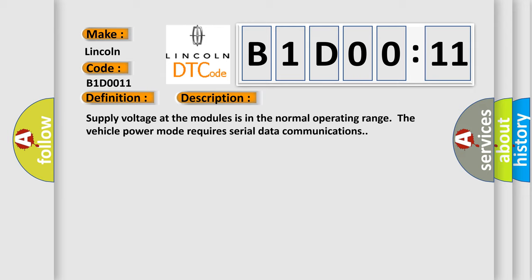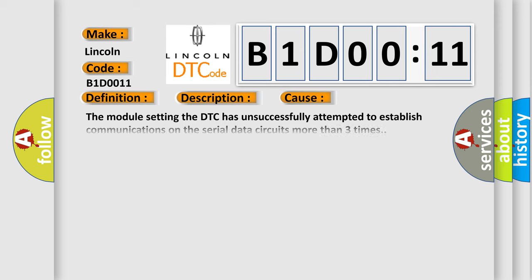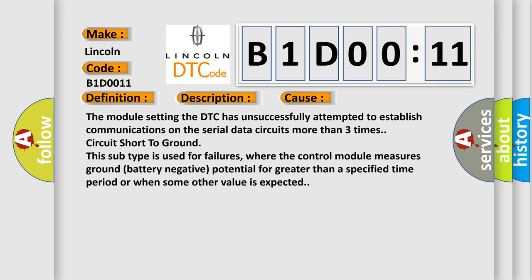And now this is a short description of this DTC code. Supply voltage at the modules is in the normal operating range. The vehicle power mode requires serial data communications. This diagnostic error occurs most often in these cases. The module setting the DTC has unsuccessfully attempted to establish communications on the serial data circuits more than 3 times. Circuit short to ground. This subtype is used for failures where the control module measures ground battery negative potential for greater than a specified time period or when some other value is expected.